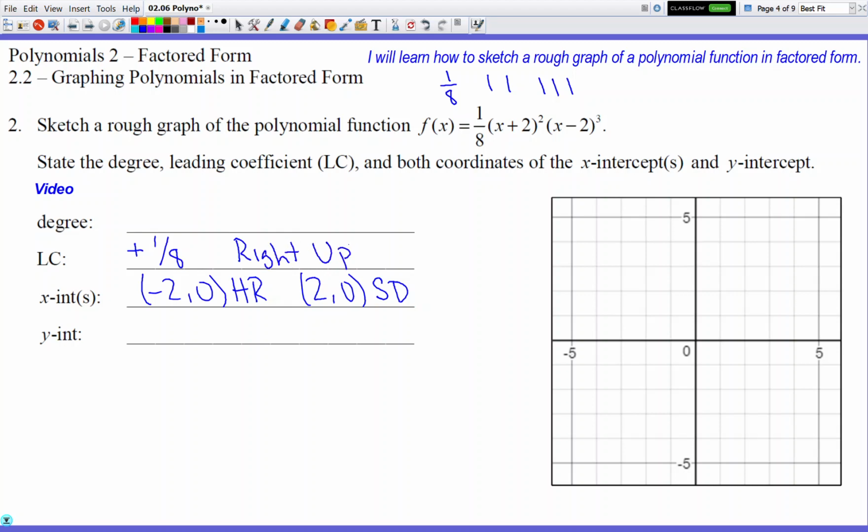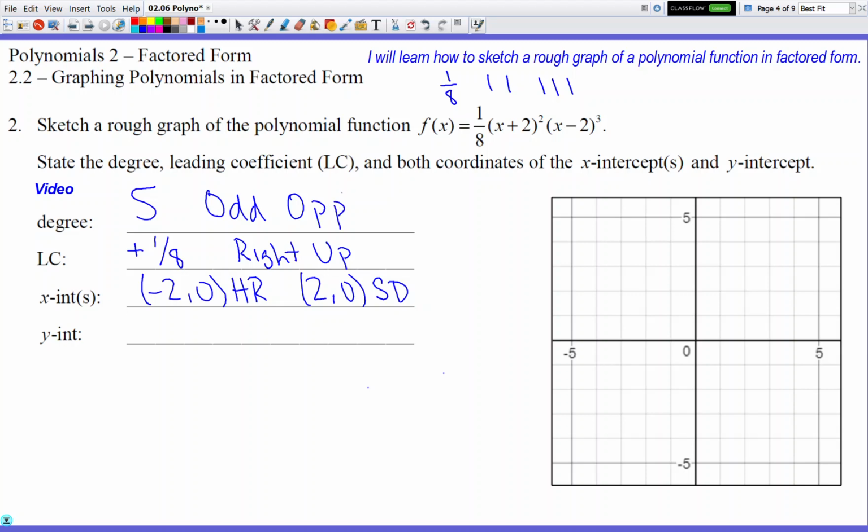Okay? And my degree, I'm going to count x's. So 1, 2. Well, why did I hit this x twice? Well, because the power is 2. Okay, so 1, 2, 3, 4, 5. So why did I hit this x 3 times? Well, because his power is 3. So 2 x's here, 3 x's there. That makes a degree of 5. And 5 is an odd number, which is going to imply opposite arrow behavior.